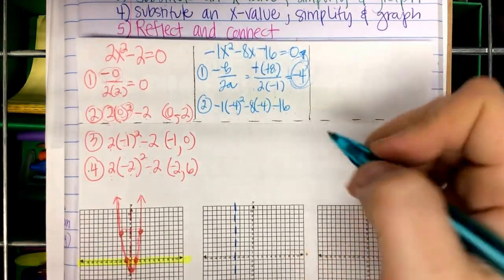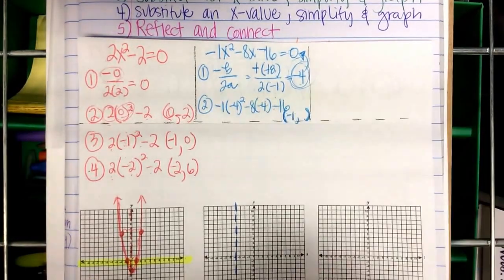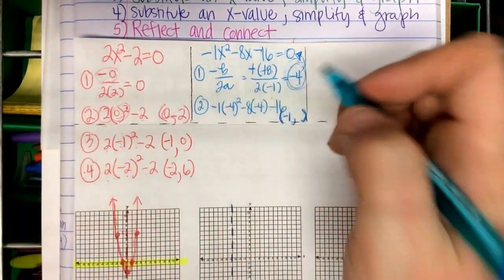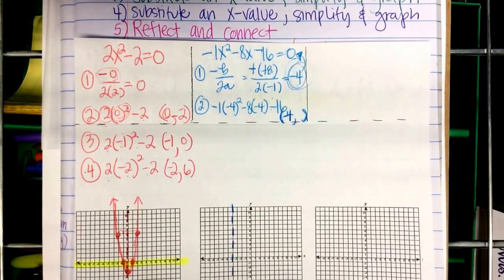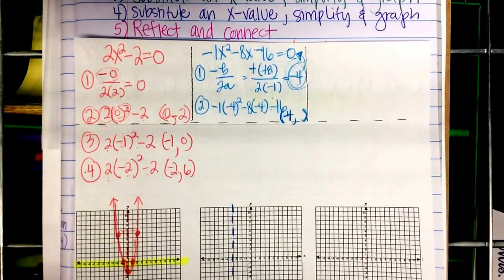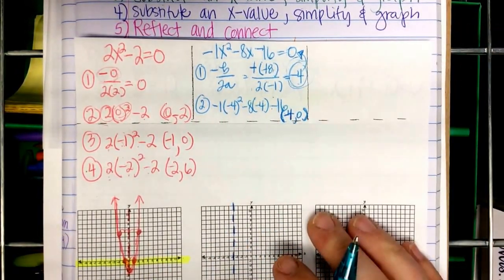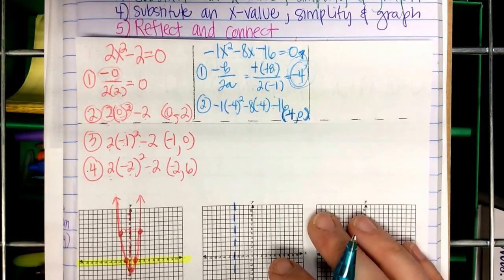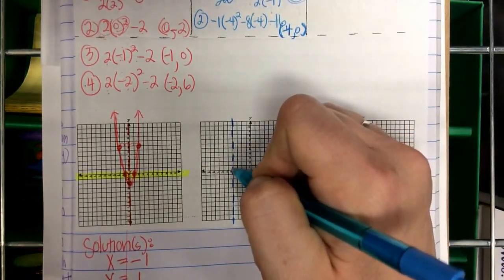What do you get? You put in negative 4, what answer do you get as your solution? Ian? 0? So that's my vertex, negative 4, 0.